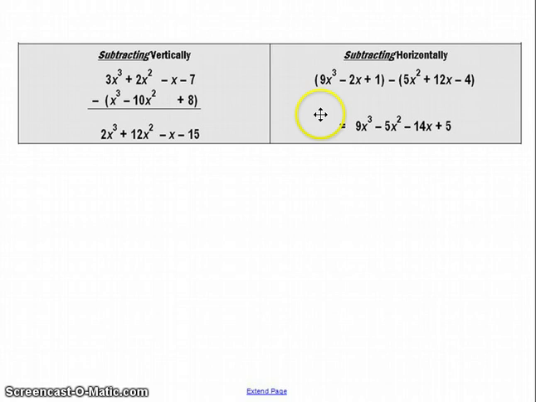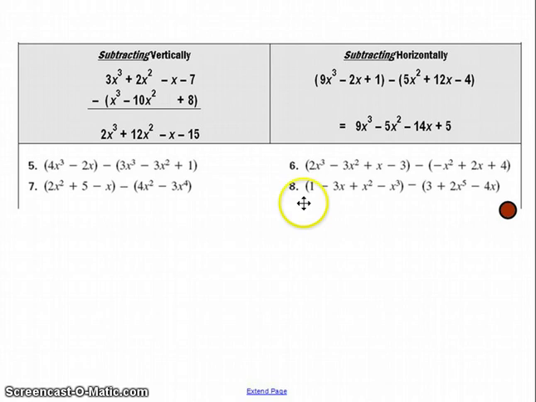And I'm going to move forward and assume you have hit the pause button if you needed to. Here are, again, 4 examples. Pick one pair or one set, question 5, question 6, question 7, or question 8, and subtract it vertically, and pick another one and subtract it horizontally. Hit the pause button. When you come back, I'll show you the answers to those.